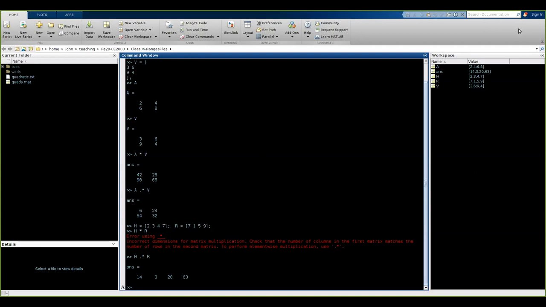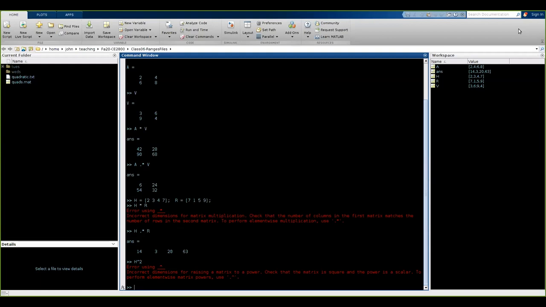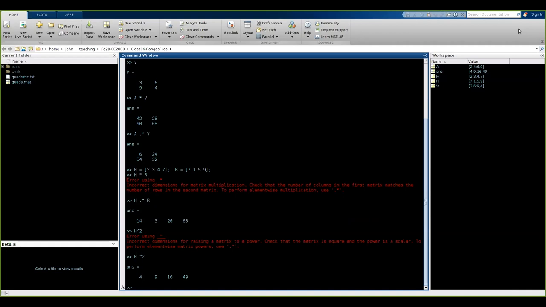So here's another one. This is the one I already showed you with x squared earlier. You want to do h squared. You take h to the power of 2. So h squared, we're going to get a similar error message: incorrect dimensions for raising a matrix to a power. In order to raise a matrix to a power, it's got to be a square matrix and a scalar power. That is, if you want to raise a matrix to a power doing matrix multiplication. But in this case, we don't. We're just trying to raise each of those numbers to a power. We want 2 squared, 3 squared, 4 squared, and 7 squared. So, again, use the dot operator before the power sign, and now we get all those numbers squared.